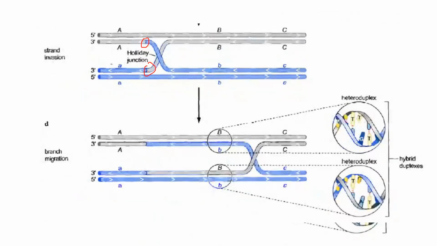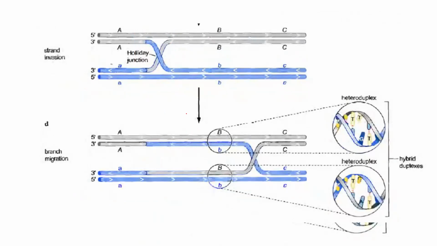So this is called a strand invasion, and the two DNA molecules are connected by crossing DNA strands and the X-shaped structure that you can see here. This X-shaped structure is called a Holliday junction.